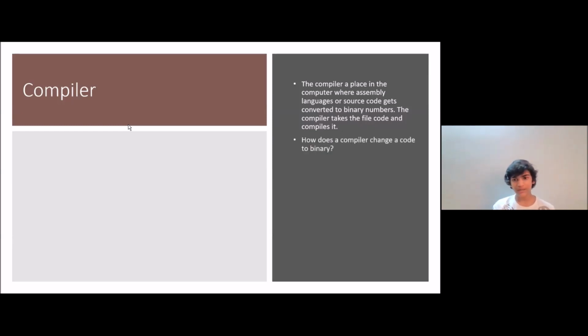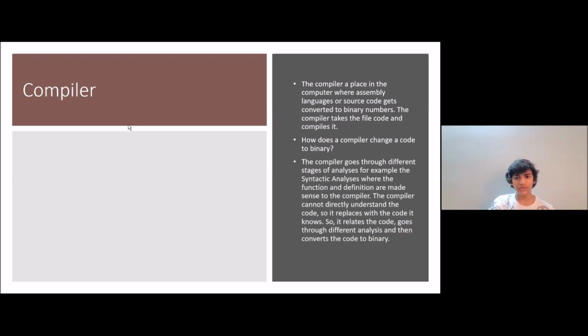But how does the compiler do this? This is the main question for understanding how it runs the program. So how does this compiler change a code to binary? The compiler goes through different stages of analysis, for example, the syntactic analysis. The syntactic analysis is where the function and definition, the code I have written, for example, num is equal to 3, is like a function code, and then the definition of that num is stored. So it relates each and everything, and it makes sense to the compiler.